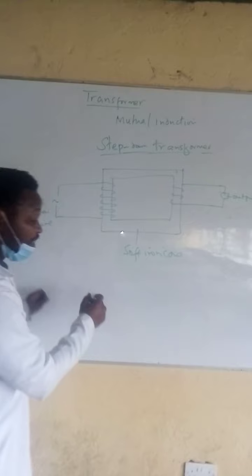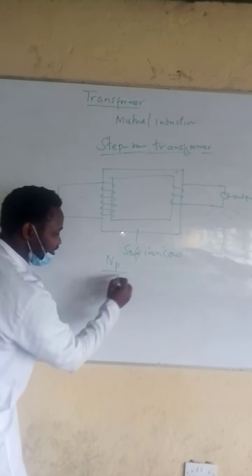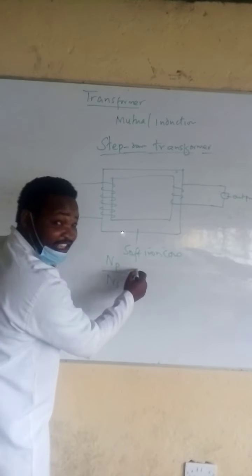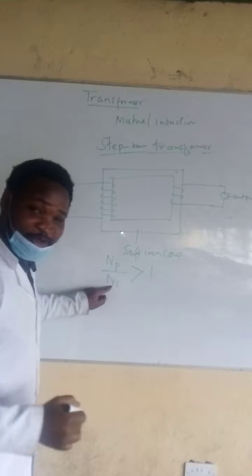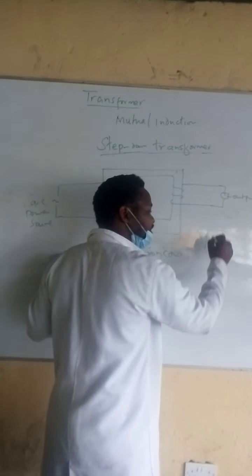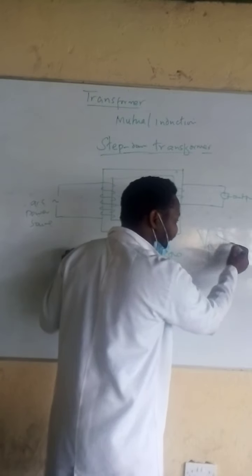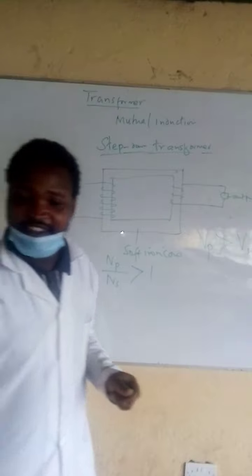So that means that the turn ratio, NP over NS, is greater than 1. It means that in this case, the voltage in the primary coil is greater than the voltage in the secondary coil. That is it for the day.